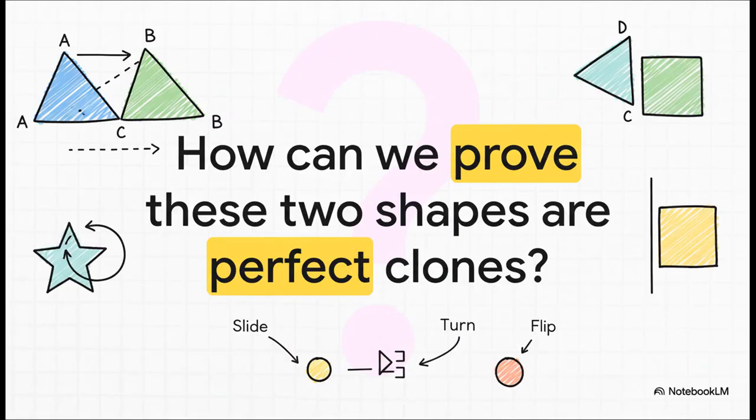Okay, so take a look at these two shapes. They look identical, right? Like perfect clones. But here's the thing. In math, just saying it looks the same doesn't cut it. That's not proof. The real question is, how can we describe the exact set of moves, the slide, the turn, or the flip, that would take one of these shapes and land it perfectly on top of the other? That is what we are here to figure out.